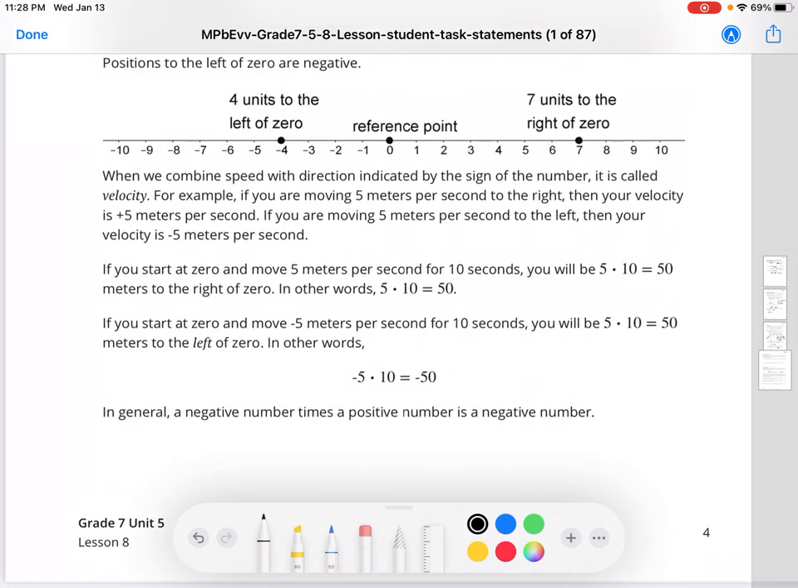So a positive times a positive is going to be a positive. Negative times positive will be negative. And on multiplication, you should know that order does not matter. So if I had a positive times a negative, well, it's still negative. 5 times 10, order doesn't matter, so my answer is still negative.